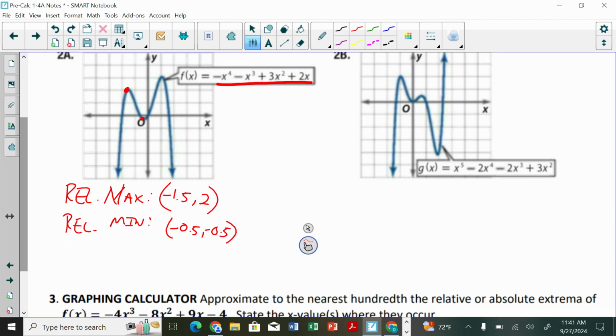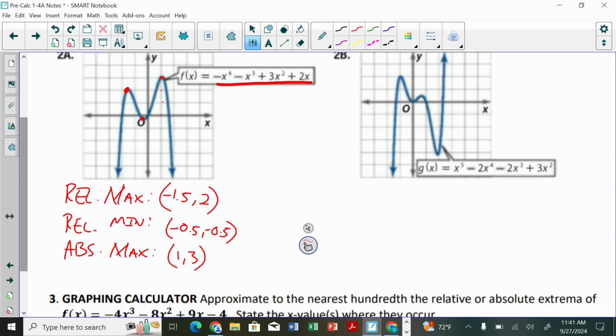And then we also have one more up here, and that's actually going to be an absolute maximum because that's the highest on the entire domain. So we're going to call that an absolute max. And we can say that this looks like it's at about 1 on x and 1, 2, 3 on y. So if we were to guesstimate, that's what it would be.